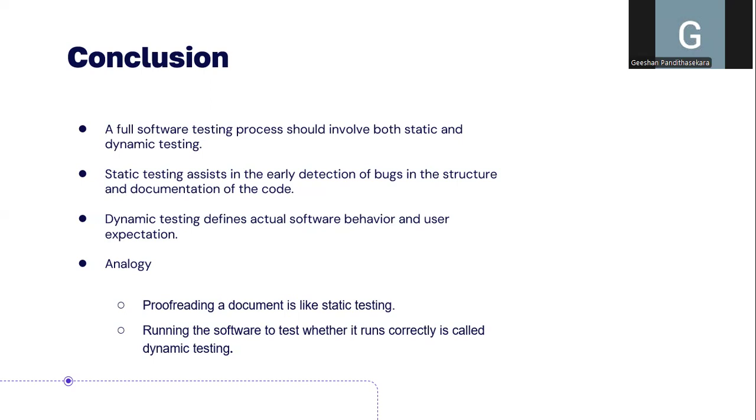A full software testing process should involve both static and dynamic. Static testing assists in early detection of bugs in structure and documentation of code. Dynamic testing defines actual software behavior and user expectation.